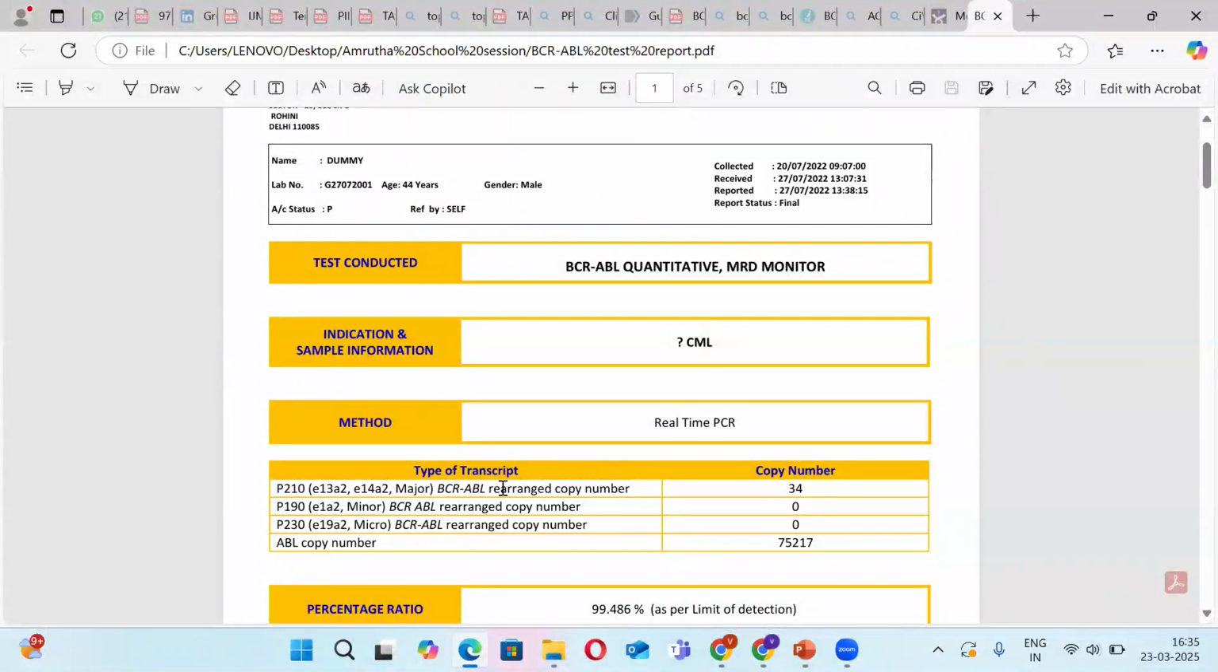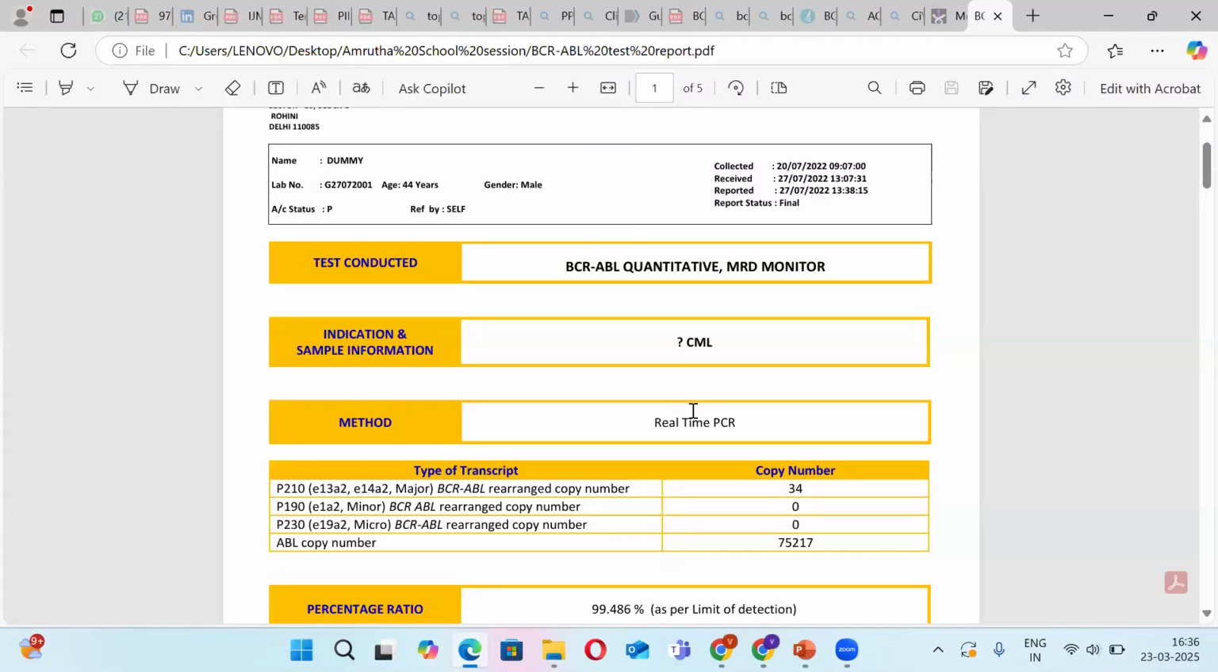Some labs earlier, before this IS story came in, used GUS, people used several other, not just beta-2 microglobulin, different housekeeping genes to look for the BCR-ABL fraction. So when you have different housekeeping genes, your fractions will change because housekeeping gene expressions will change. To avoid all this confusion, the IS came into the picture. Essentially, this was suggested by WHO. It is again an RNA where you know the copies that are known to be present for BCR-ABL.